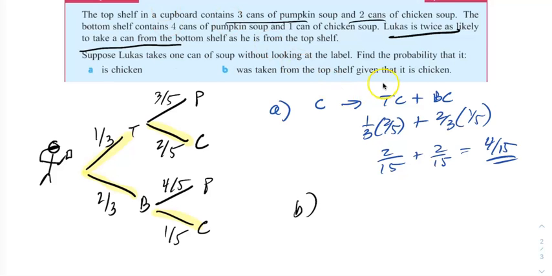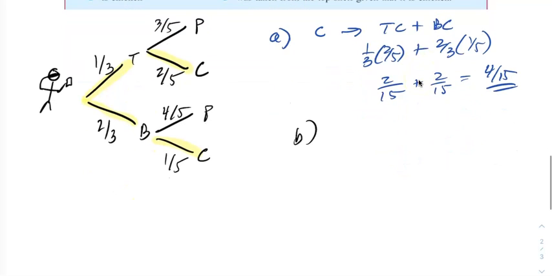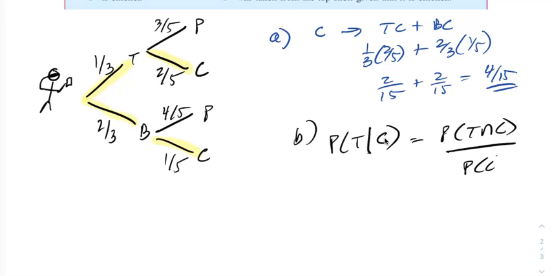Okay, B. Was taken from the top shelf given that it is a chicken. So probably top shelf given that it's chicken. I might add another problem to this at the end. So top given chicken. So the easiest way to do it, especially with the tree diagram, is to not overthink it, just use a formula. So probability of top and chicken over probability of chicken. So something like this, right? So especially with the Venn diagram, you don't need to use the formula a lot of the time. You can just think about it logically. With a tree diagram, just use the formula.